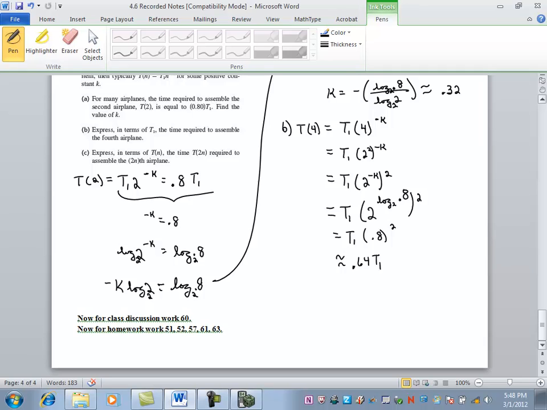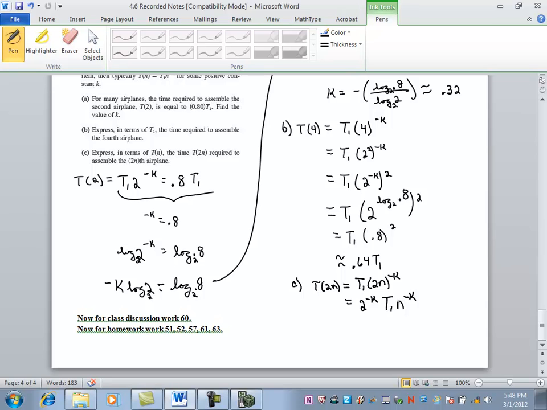Okay, and then part C, they want us to find the time required to produce the 2nth airplane, and so here T of 2n equals T sub 1 times 2n to the negative k, and so we know what we have here. We've got 2 to the negative k, and then what we're left with is T sub 1 n to the negative k.